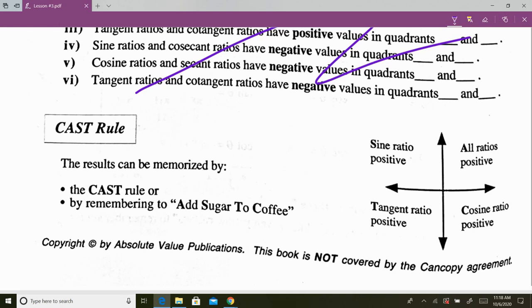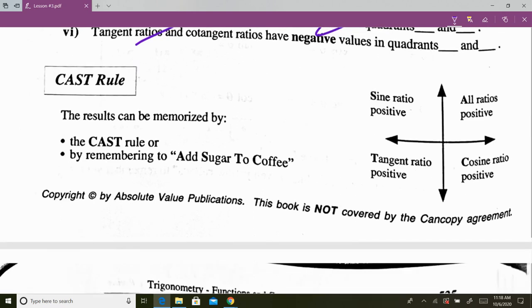Okay? Now, you can come up with your own wording. All right? It's totally up to you. I've heard some interesting ones. But here it is. Add sugar to coffee. That's what the book says. The other one is all students. This is what Mr. Late was saying. All students take calculus. ASTC. Anything where it's the first letter, ASTC, tells you what it is. And this tells you the positive ones.